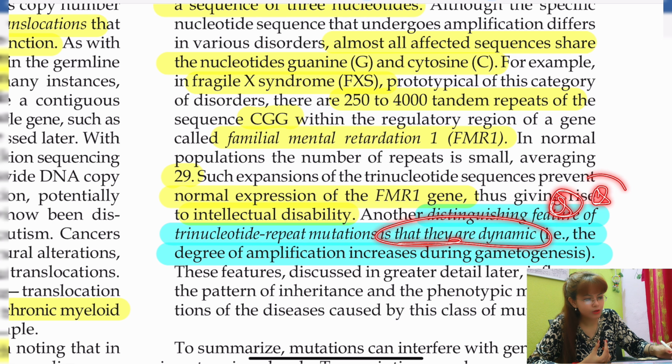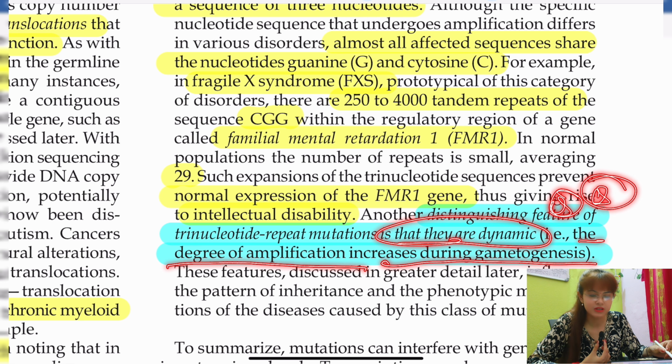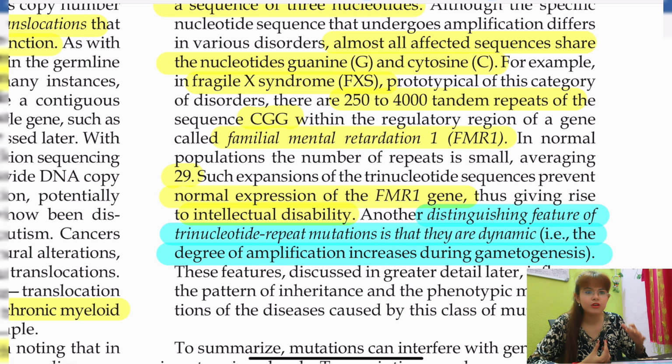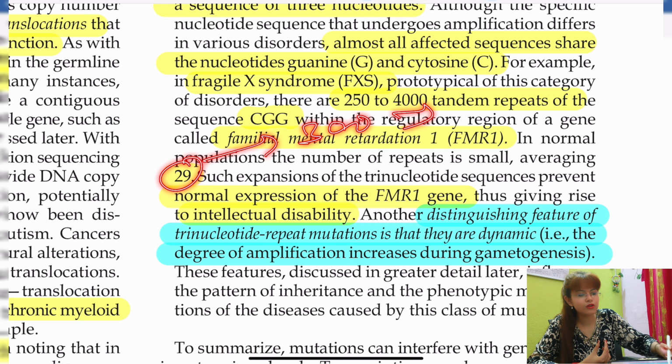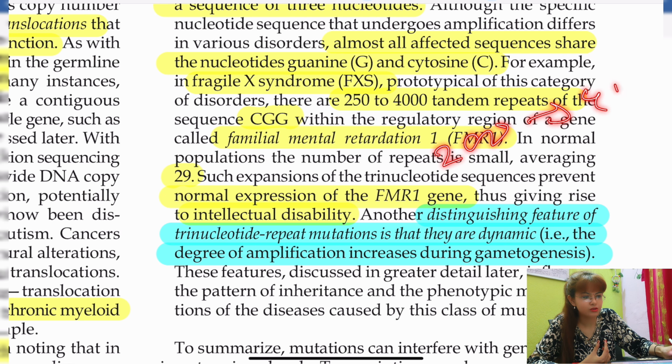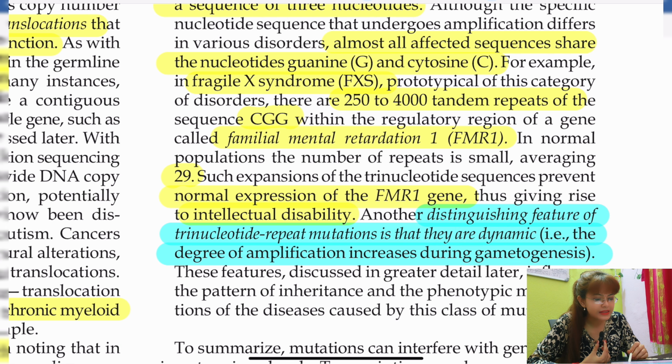Very important question: the degree of amplification increases during gametogenesis. With each generation, with each gametogenesis, the degree of amplification will keep rising. It means from 29 it is going to be 300, then 500, then let's say 2000, then 4000. So with every successive generation and every successive gametogenesis, this amplification will tend to increase, okay, and that is why they are called dynamic.